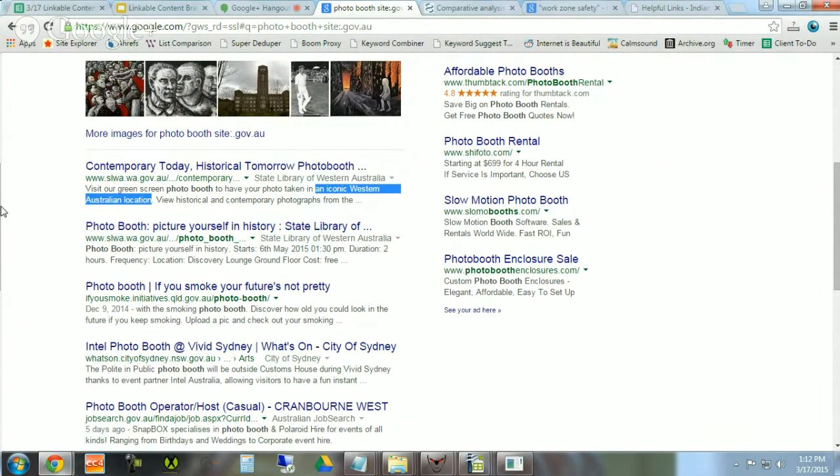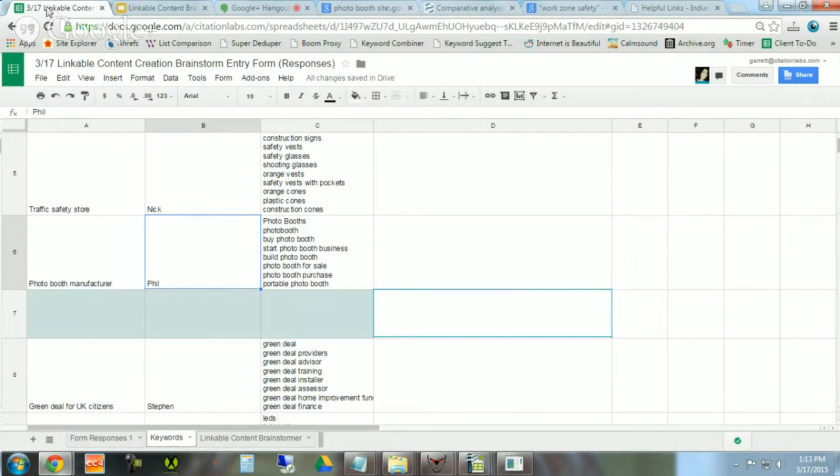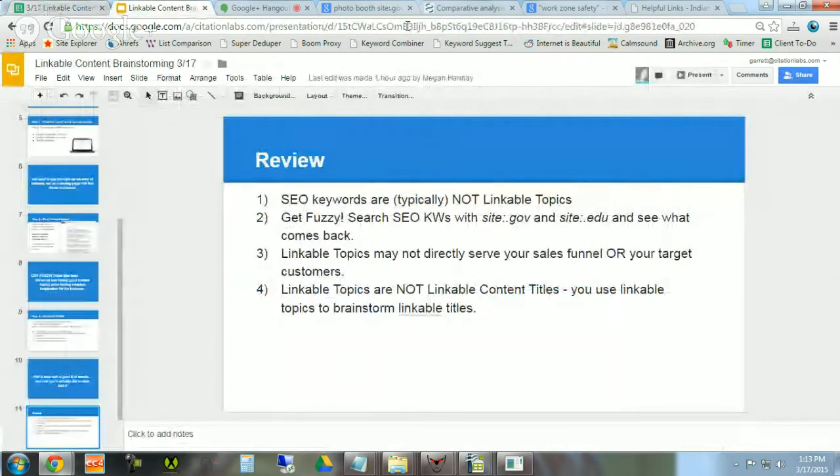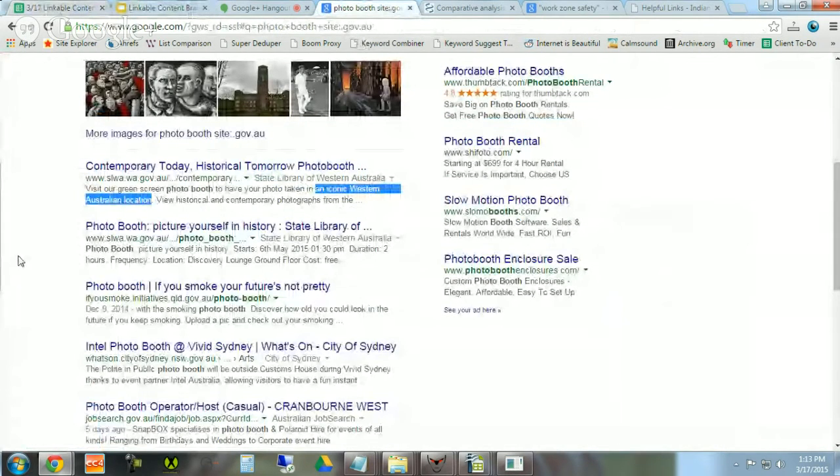So when we talk about a photo booth business, well, we are talking about a photo booth business, but we're almost really more talking about a tourism business, right? Because who's getting in the photo booths? That I don't know. I don't have Phil on the phone with me, so I don't know exactly if that's kind of a target market. But what I do know is that history, geography, and tourism are all very, very linkable topics.